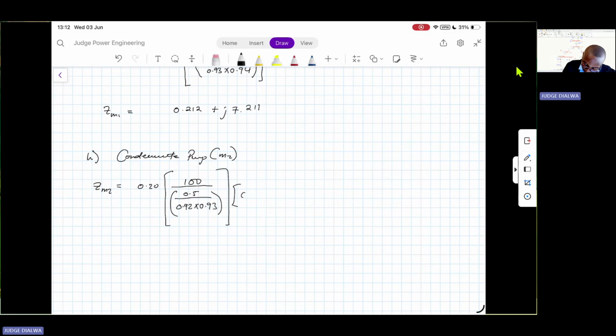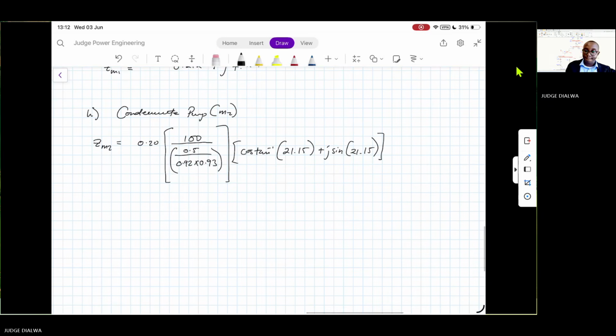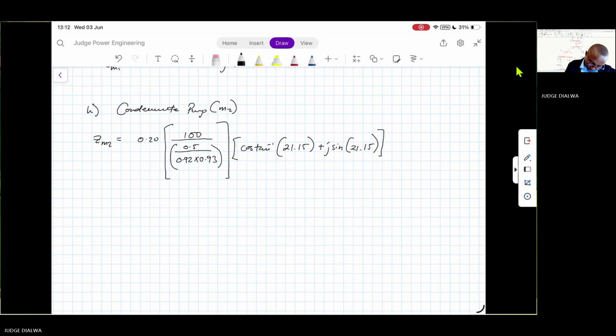All this will be dividing the new MVA base. We multiply that by cos arctan of the X over R ratio, 21.15, plus j sine arctan 21.15. All right. And then the equivalent impedance, when you calculate that in the calculator, you should get 1.6163 plus j34.50.